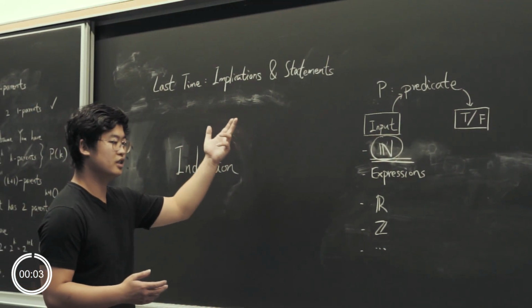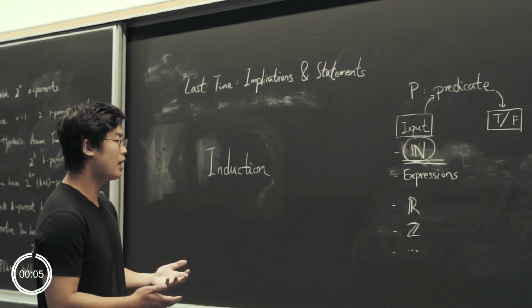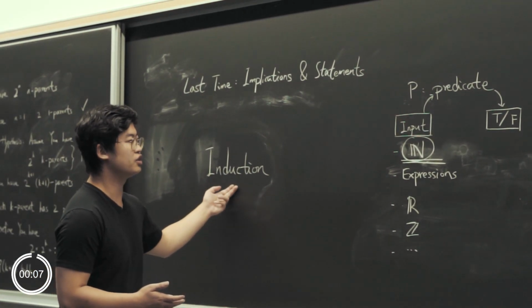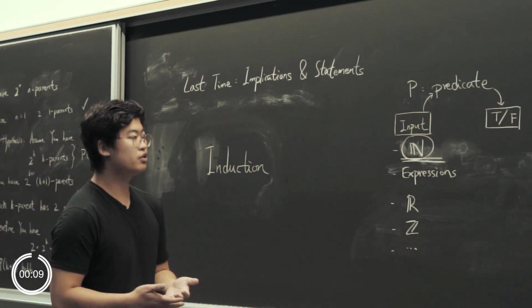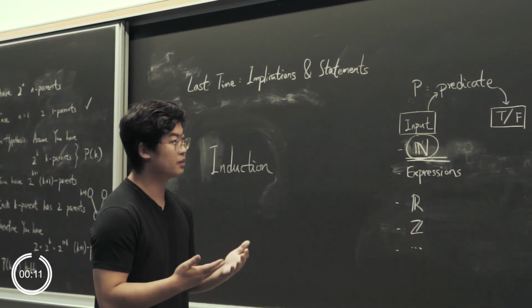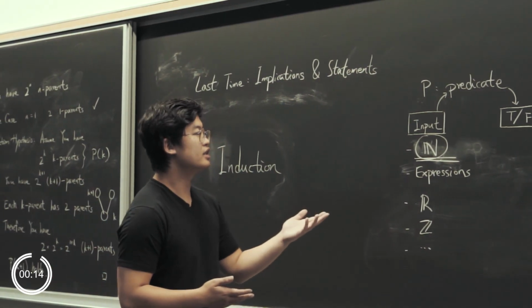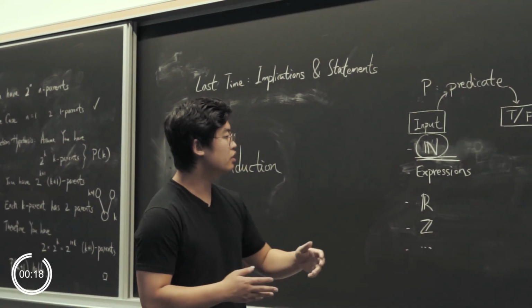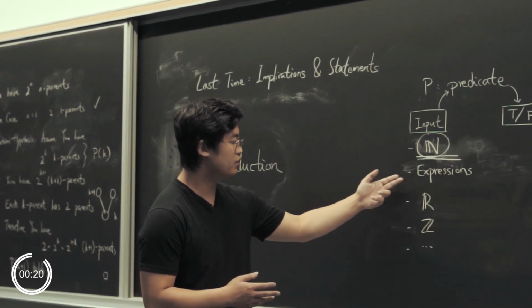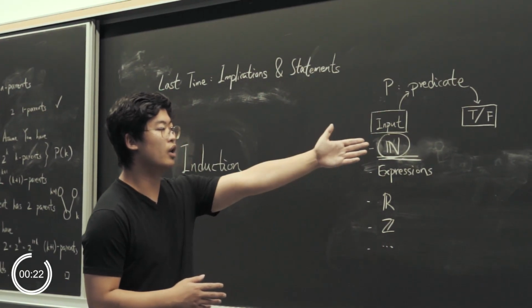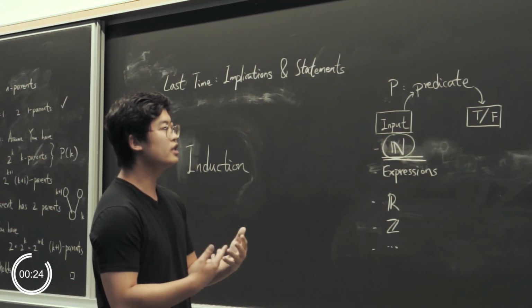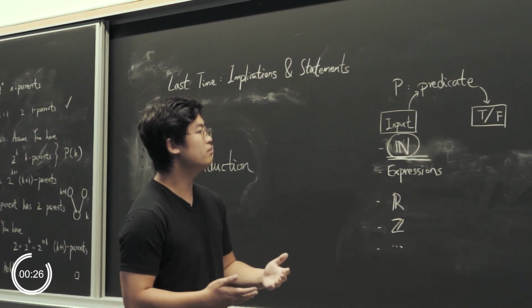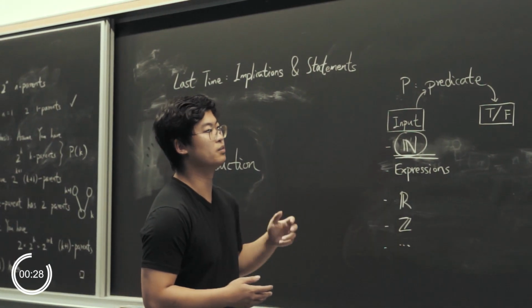implications and statements. And today, we will introduce a more powerful proof technique called induction. So before we introduce what induction is, we have to talk about something called predicate. A predicate is essentially a statement that takes in some inputs. The inputs could be natural numbers, some expressions, real numbers, or integers, and it will output true or false. So in the case of inductions, we will assume that the input we're taking in is natural number.